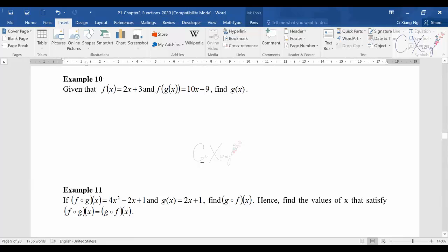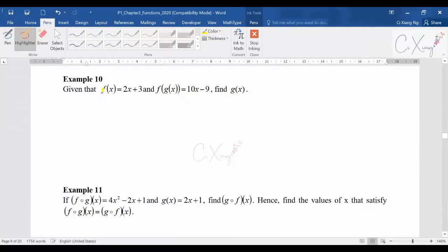All right, okay. So next, example 10. So example 10 and 11, generally it is something to help you recall. There are some questions that you tried before, and I think that all these are important. So I will discuss it with you here so that you remember what you have learned before in secondary school. Let's have a look at example 10. They give you a function here, which is fx equals 2x plus 3, and a composite function, f gx equals 10x minus 9, and they want you to work out gx.